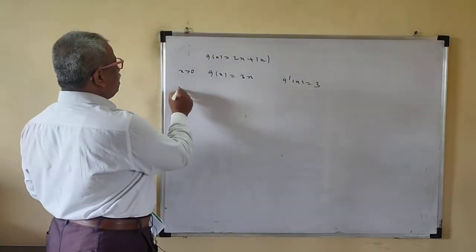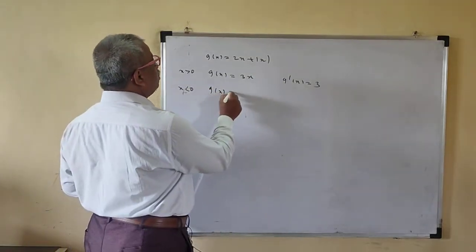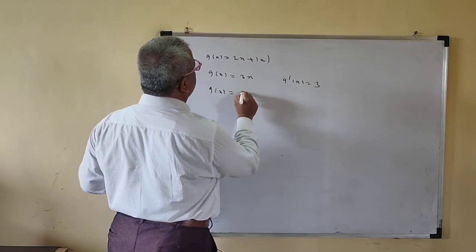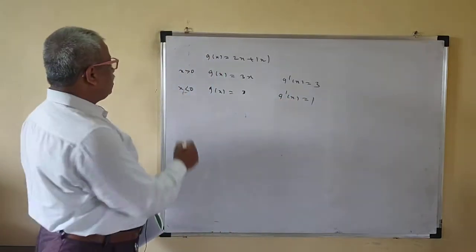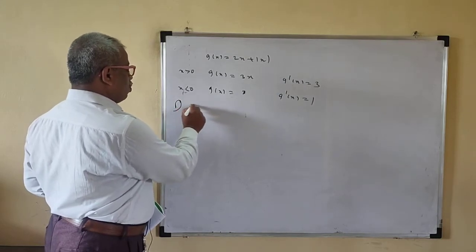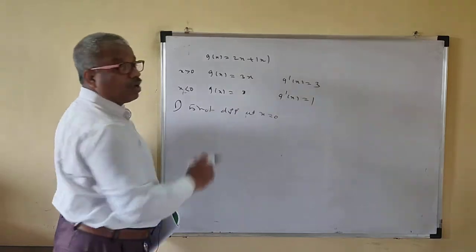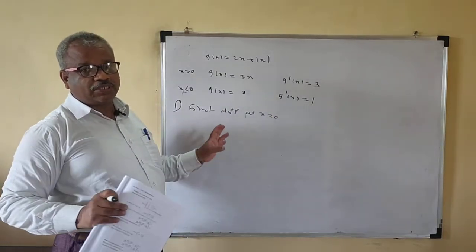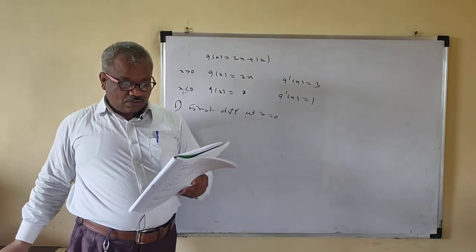Okay. So if x is less than 0, then mod x is minus x. Then your g of x is what? g of x is x only, and g prime x is 1. Okay, but g is not differentiable at x is equal to 0 because mod x is there. You know that mod x is not differentiable at x is equal to 0. So g is not differentiable at x is equal to 0.